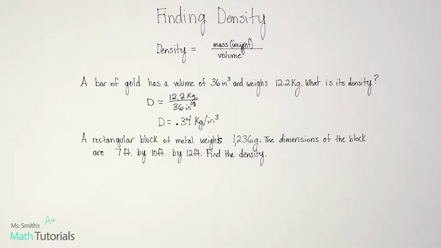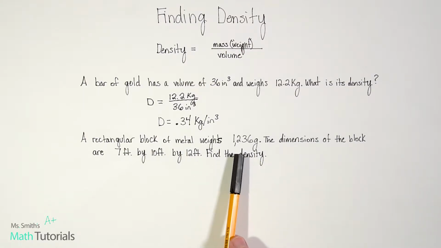In our second example, it says a rectangular block of metal weighs 1,236 grams. The dimensions of the block are 7 feet by 10 feet by 12 feet. Find the density. Okay, so you're probably thinking, all right, they told us how much it weighs. We know the mass, right? They're very clear on that, but they didn't tell us the volume. But they've given us enough information to find the volume.